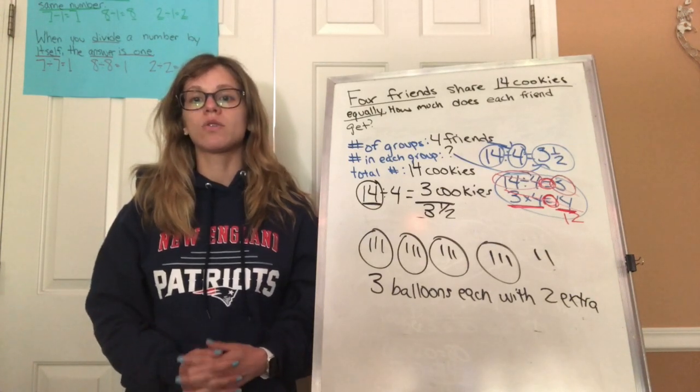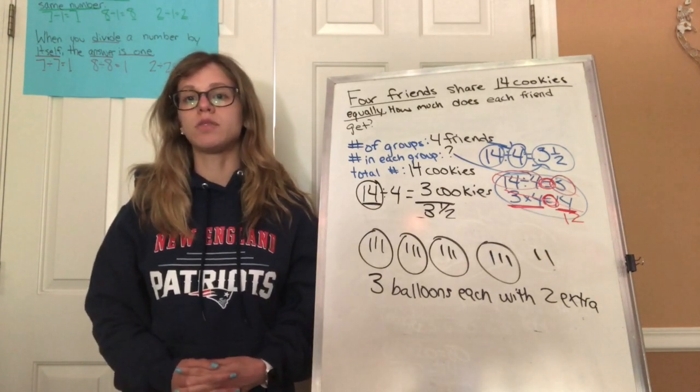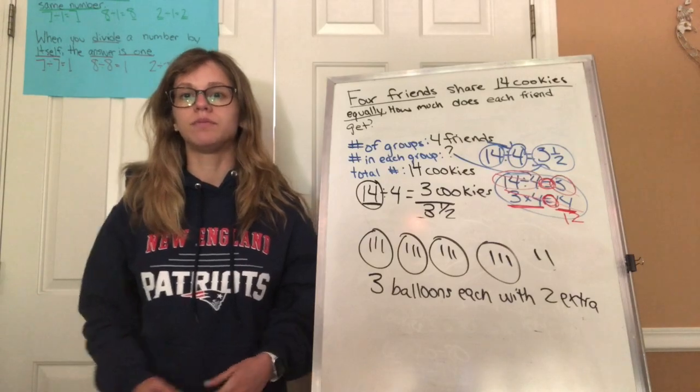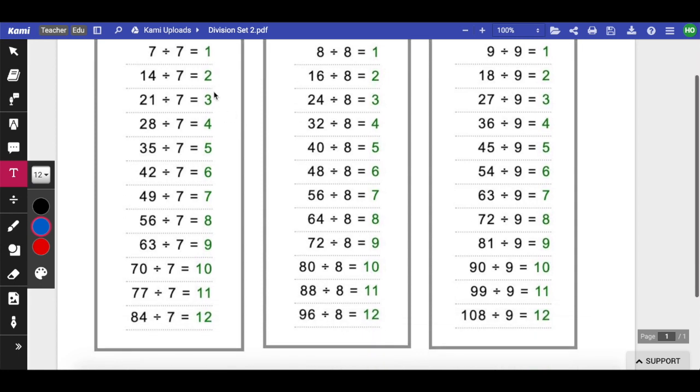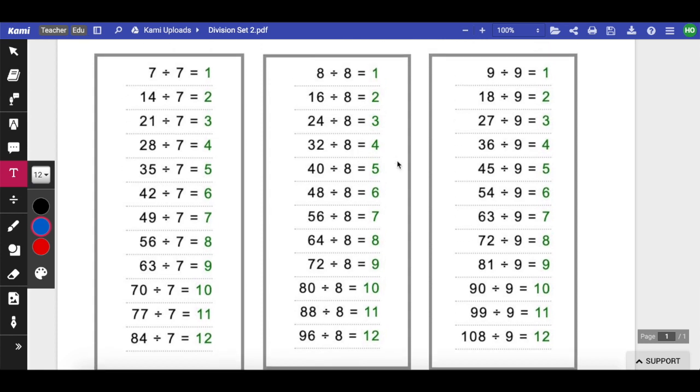So I'm going to pull that up now for what facts you need to make your flashcards for today. Here you have division set 2. On one side of your flashcard, you're going to write the equation, and then on the other side, you're going to write the answer. That's really important that you make them on 2 separate sides, or else you won't be able to practice with them. And so you have divided by 7, divided by 8, and divided by 9. You're going to make these flashcards and practice them.